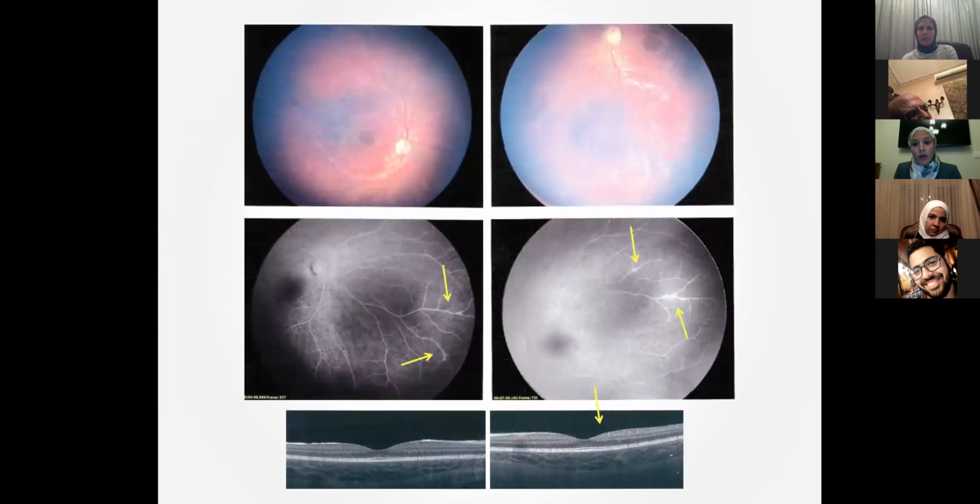Surely enough, the fluorescein angiography showed mild peripheral retinal vasculitis affecting the venules, and it's also anterior to the equator, and it can be appreciated in the OCT, especially in the left eye, that there are some posterior vitreous cells.